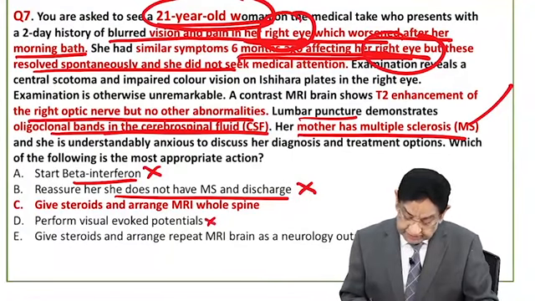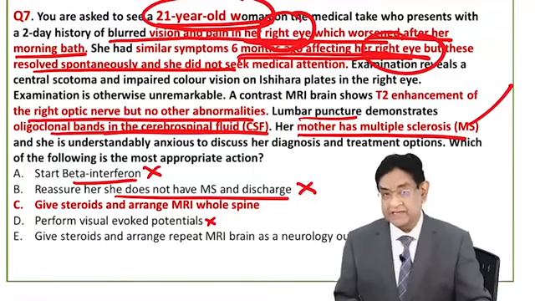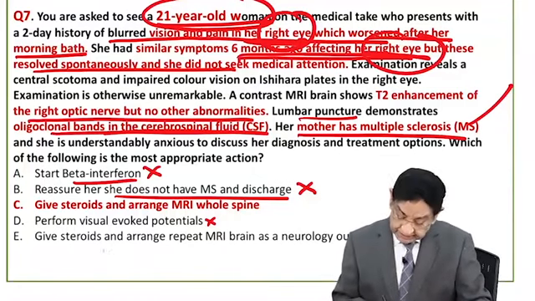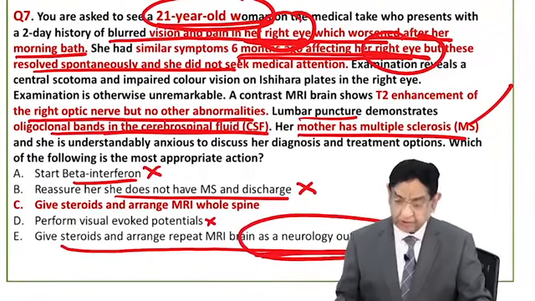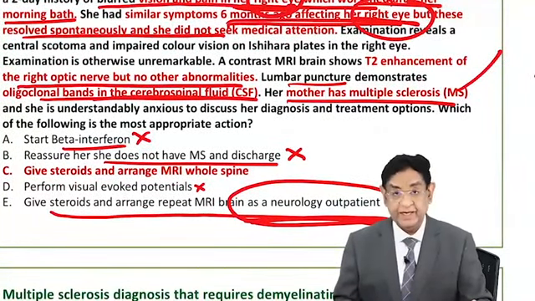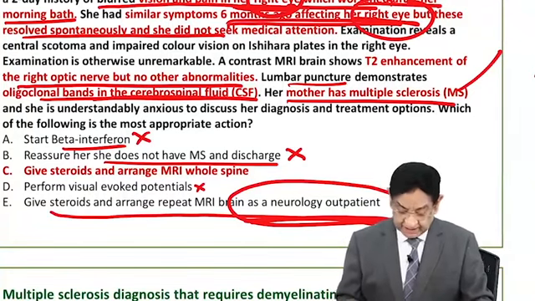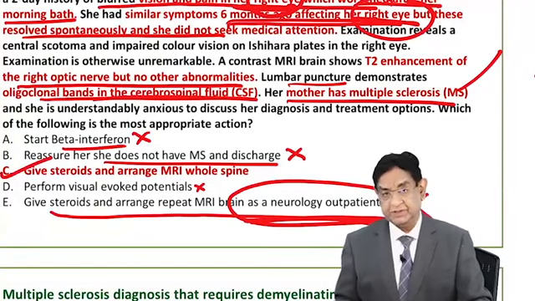Visual evoked potential is an add-on, it's not the first line investigation. Give steroid and repeat MRI as a neurology outpatient? No, you cannot leave the patient for outpatient. It has to be given pulse therapy for 5 days, and for that you have to hospitalize. Hence, this is the best answer in this question.